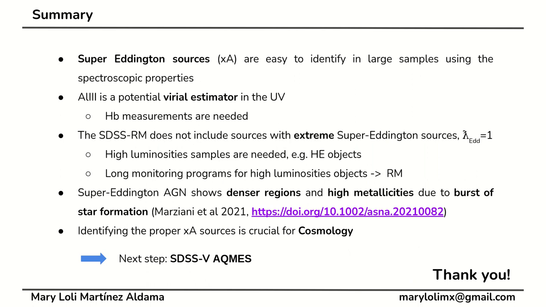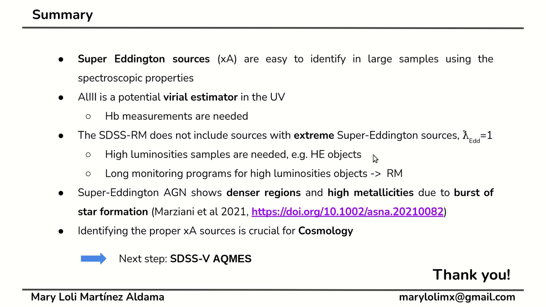So this is my summary, and basically we can use Super-Eddington AGNs, which are easy to identify in large samples, only by observing the spectroscopic properties. Aluminium 3, at least for the results that we have, can be used as a metallicity estimator. However, we need F-beta measurements to confirm these results. We are not finding with these results that the SDSS reverberation mapping sample includes Super-Eddington AGNs here.